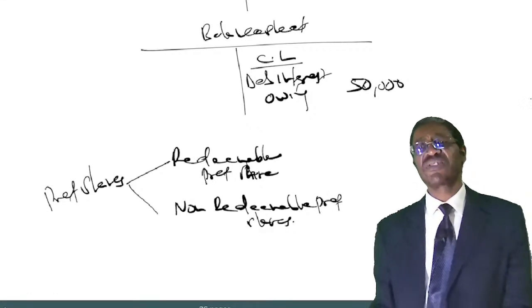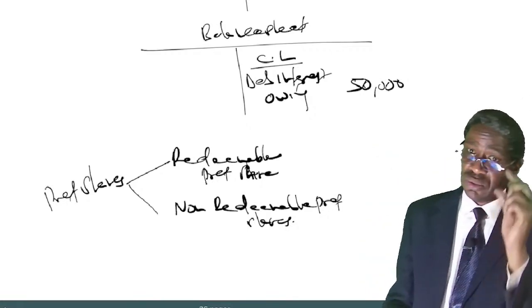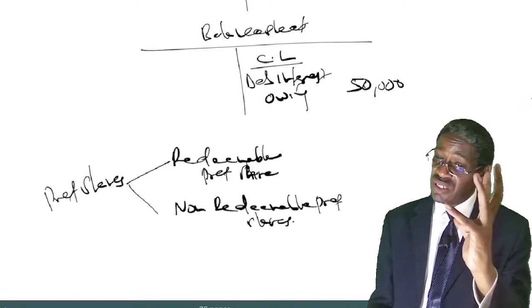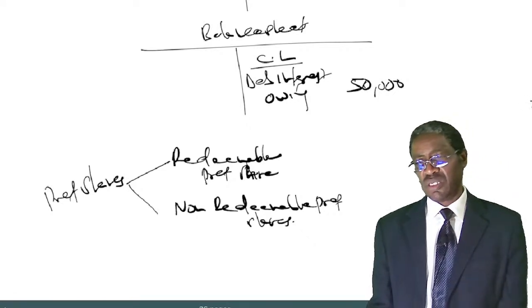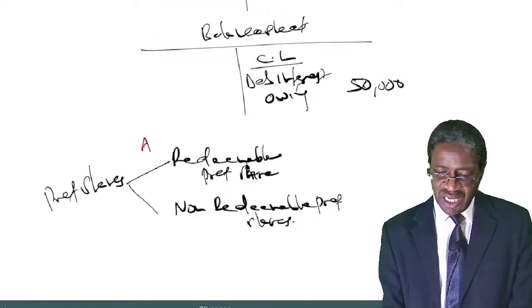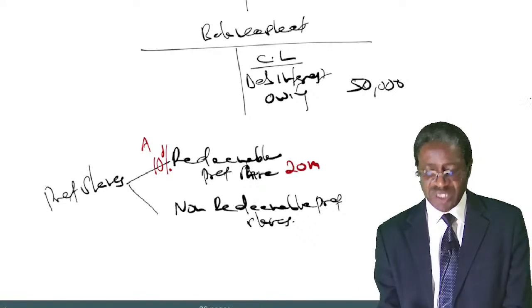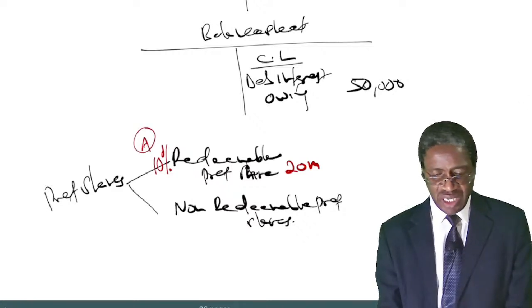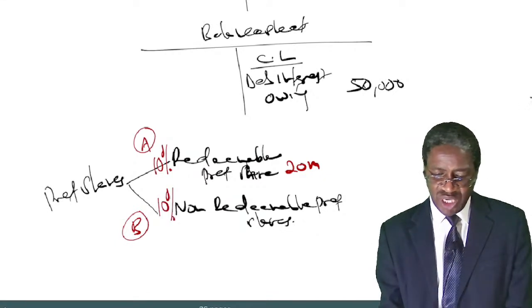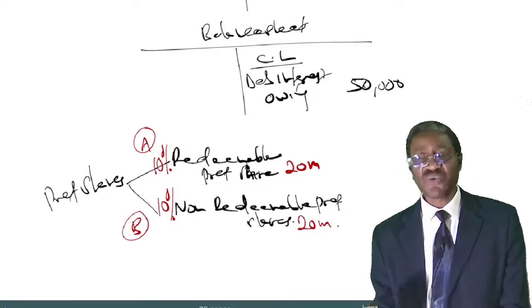I know you know the difference between redeemable and non-redeemable. So, first, let us assume the company wanted to raise 20 million shillings as finance. So company A issued a 10% redeemable preference shares amounting to 20 million. Company B, to raise the same 20 million, decided to issue a 10% non-redeemable preference shares worth 20 million.